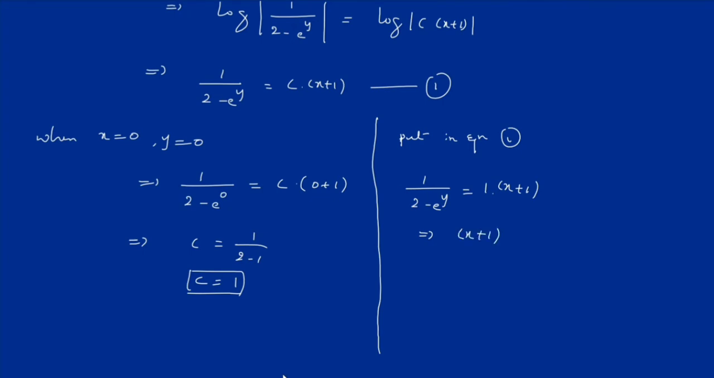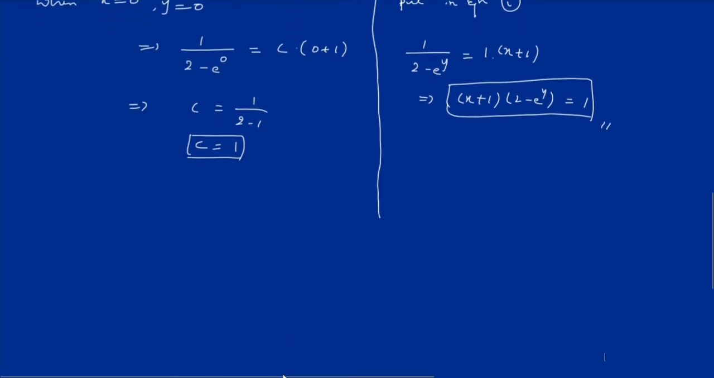Which implies x plus 1 into 2 minus e to the power of y equals 1 is our required solution, right? X plus 1 into 2 minus e to the power of y equals 1 is nothing but our required solution of the given differential equation. So next we will see one more example.